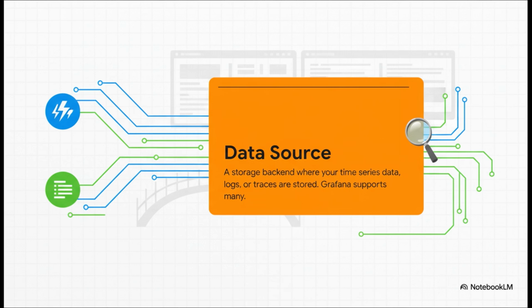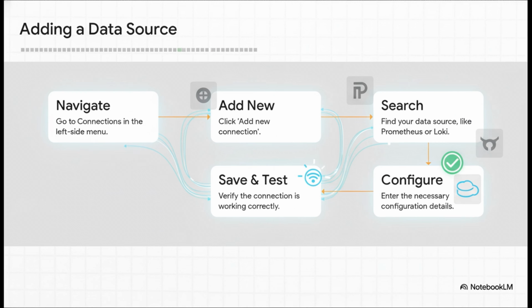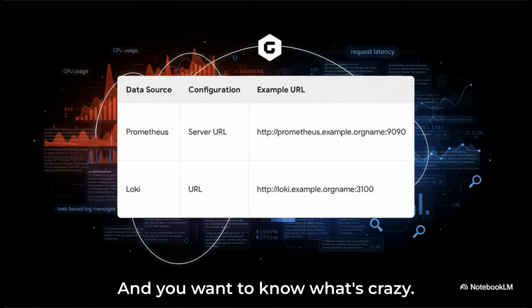For this build, we're going to use two of the most popular tools out there, Prometheus for our numbers and Loki for our logs. And the process for adding a data source? It's super simple, and it's the same every time. You just head over to Connections, click Add New, search for what you need, like, say, Prometheus, plug in the details, and hit Save and Test. Seriously, that's it.